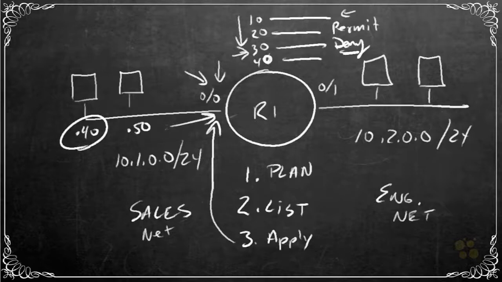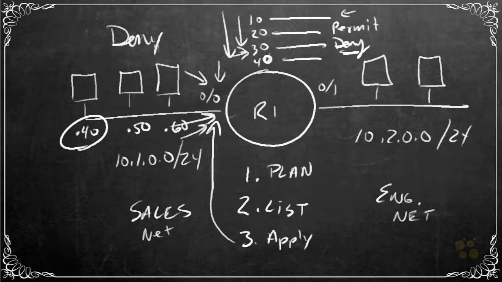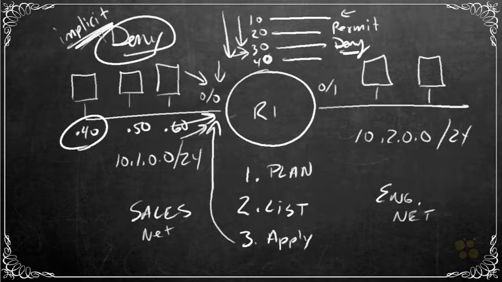And if we have another host at .60, and the router gets a packet from .60, and it goes through the list and doesn't find any matches, in a Cisco access control list once it's applied to an interface, if there is not a match, the traffic is denied. So there's what's called an implicit, it's implied, deny action at the end of an access control list if there wasn't a match somewhere in that access control list.